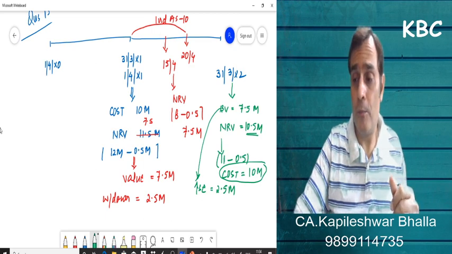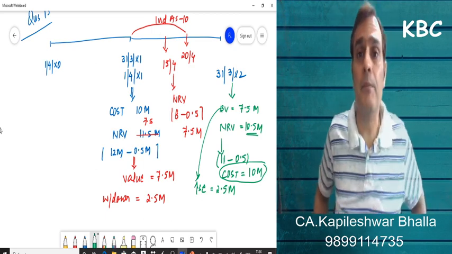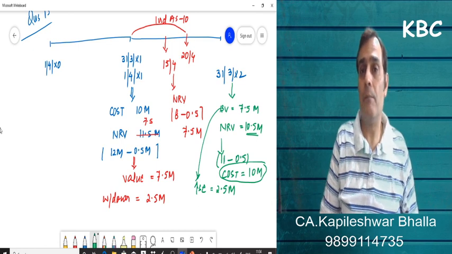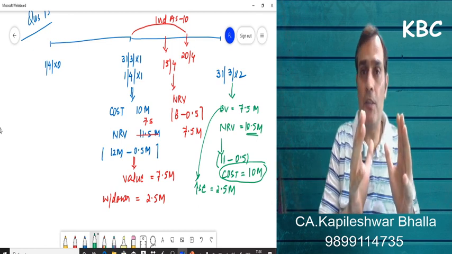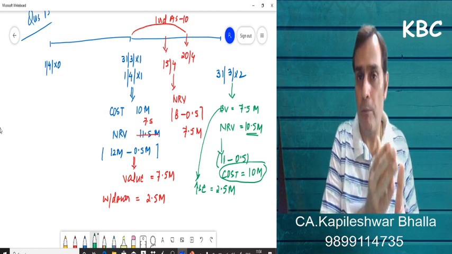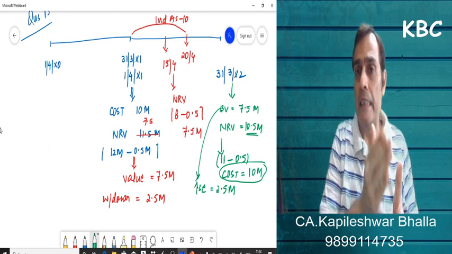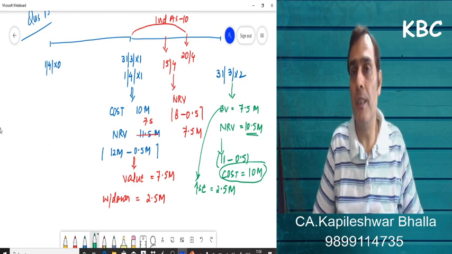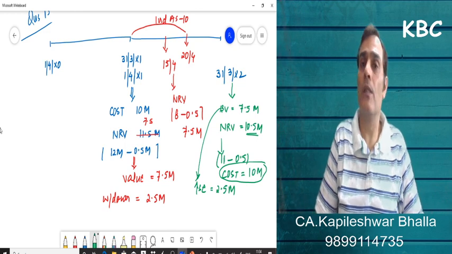In any case, when you're presenting this particular question in the exam, of course, you need to go on a step-by-step basis, telling the examiner that on 31st March X1, you're looking at the application of para 9 along with the impact of Ind AS 10. Then on the second balance sheet date, you're looking at the impact of reversal of write-down.